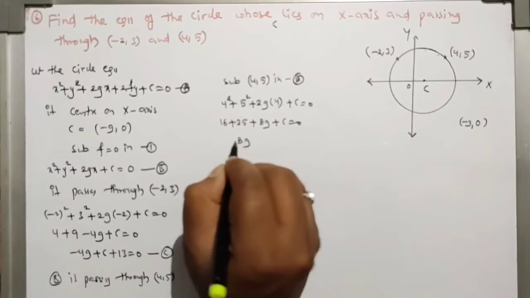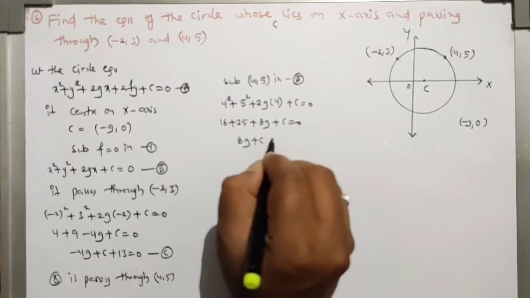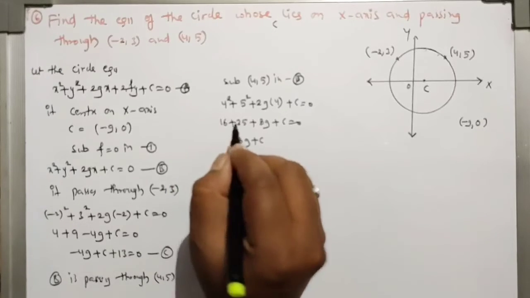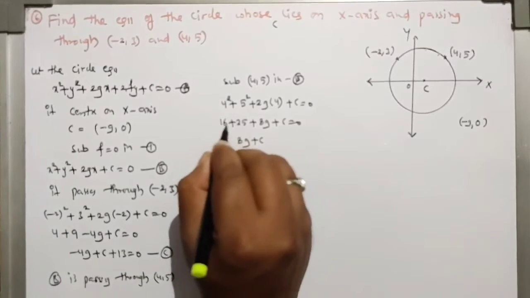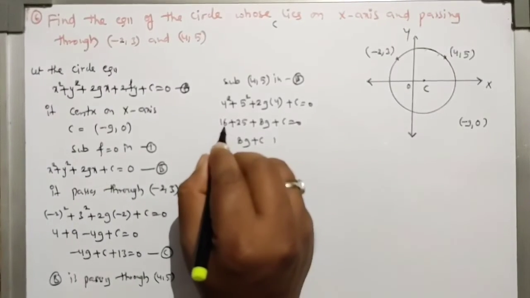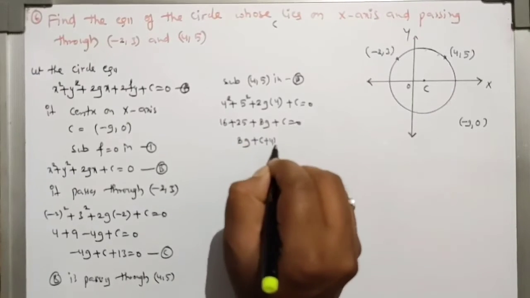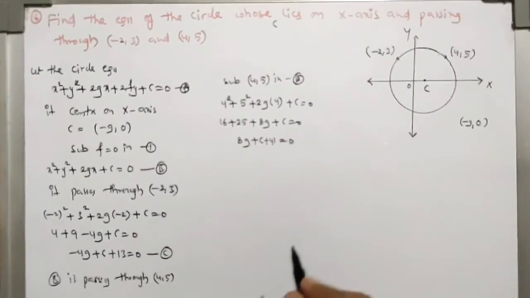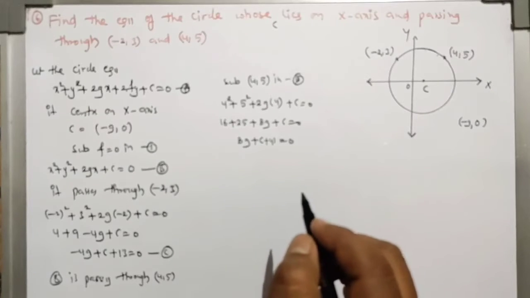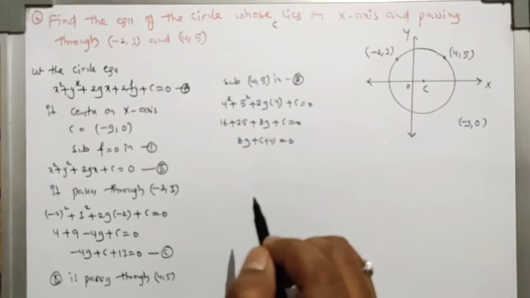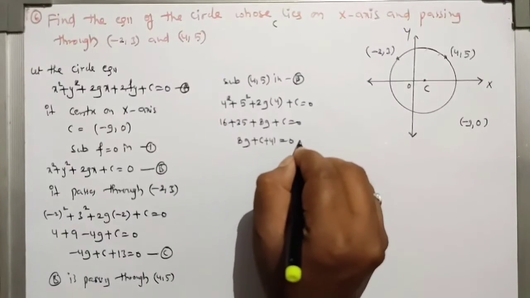Now 16 plus 25, we get 41. So 8g plus c plus 41 is equal to 0 here. Let us call this equation d.